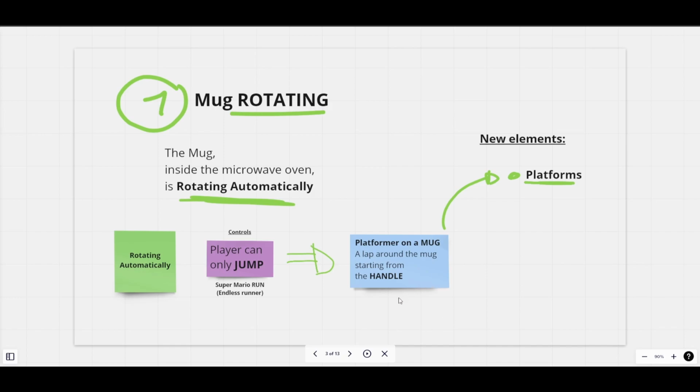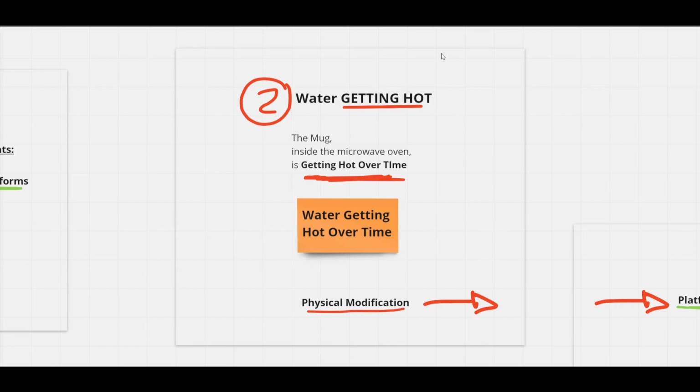Maybe we can do one single lap or multiple laps, from this handle to the handle again, and the mug will automatically rotate, as in an endless runner. Another new element that will pop up will be the platforms, since we are going to make a platformer. The other main experience that was happening was the fact that the water was getting hot, and we can use it in a really cool way.